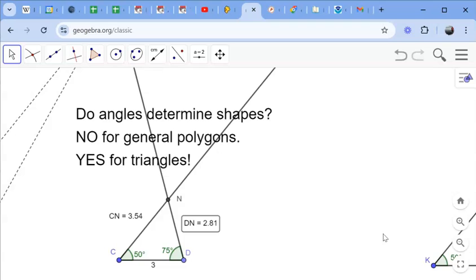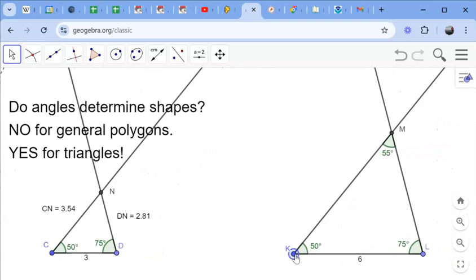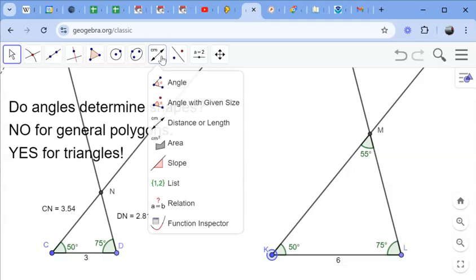What does that say about similarity? Let me bring this guy into the picture. I went ahead and pre-made a triangle that had exactly the same base angles, 50 and 75, and I just made sure that the base side length was exactly twice as much. What do we expect? We've got all the angles are the same. Notice that I didn't measure this angle yet. I should go ahead and do that.